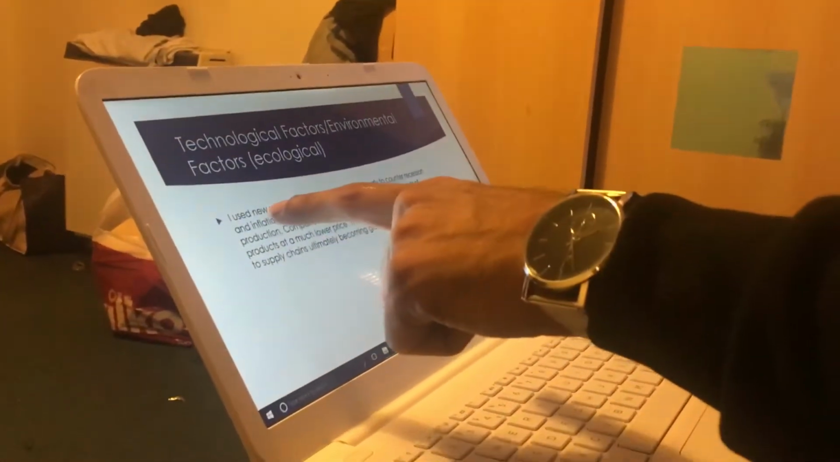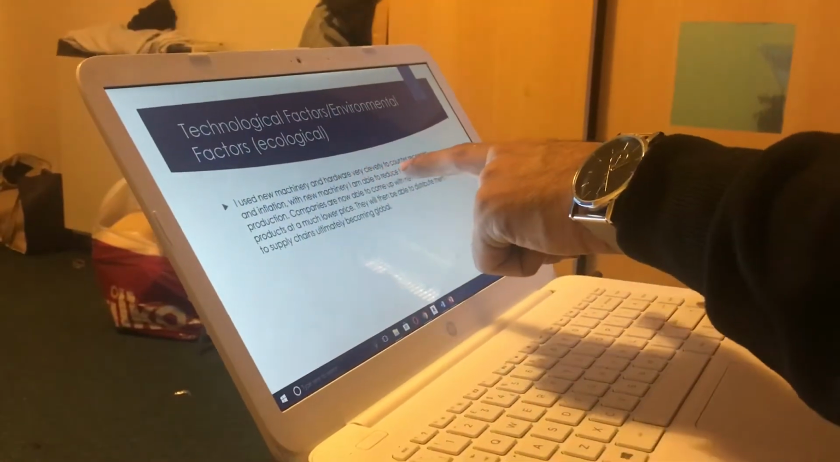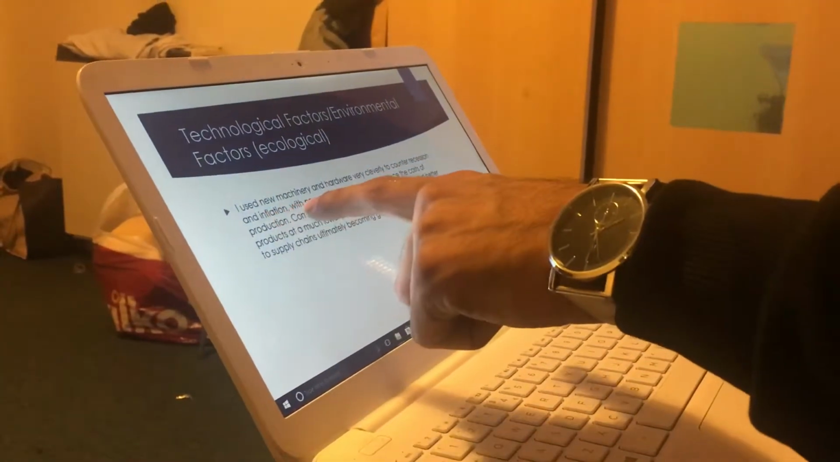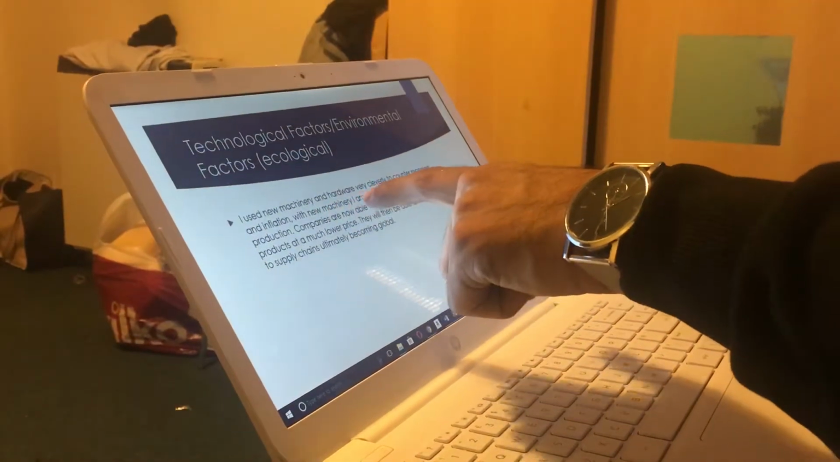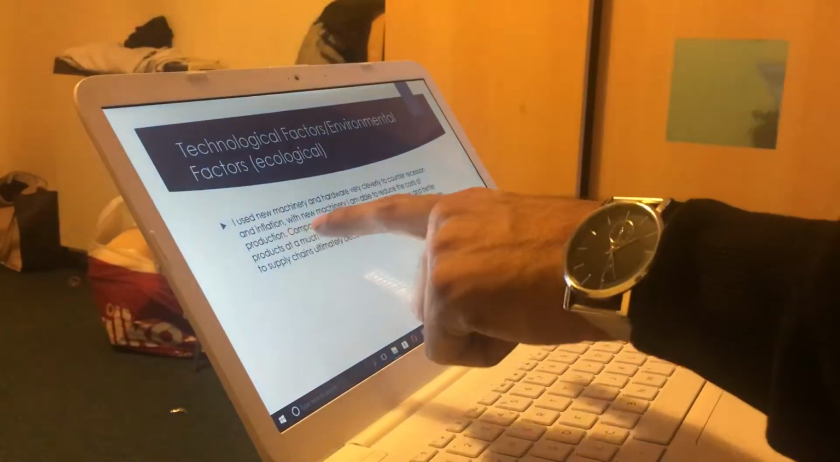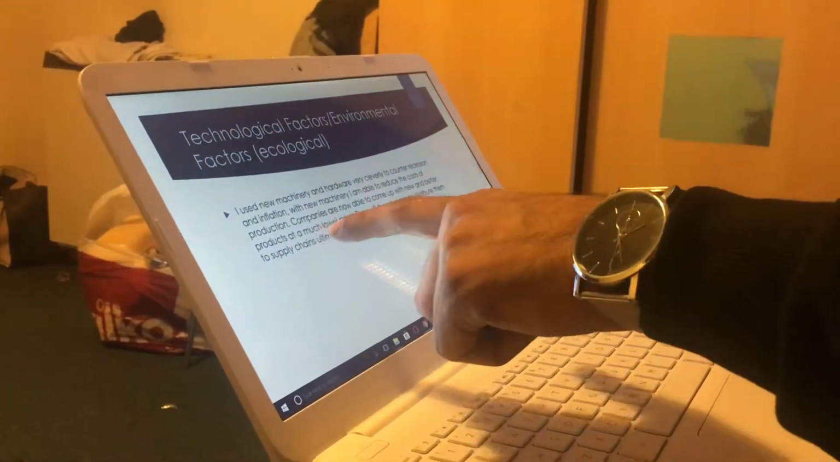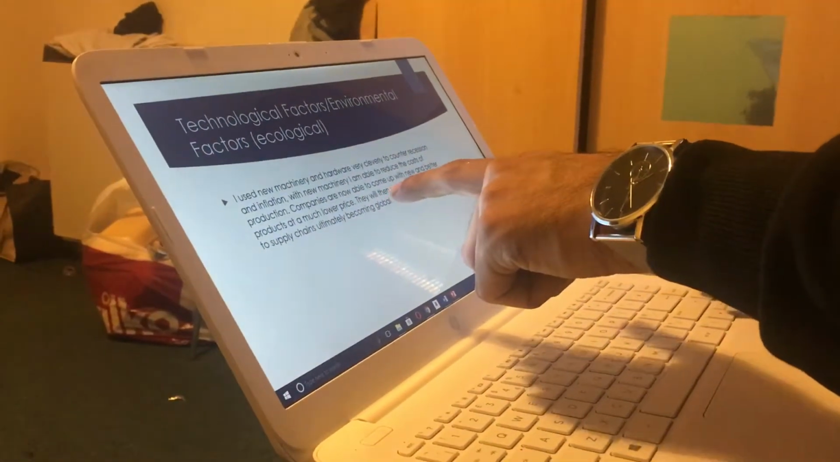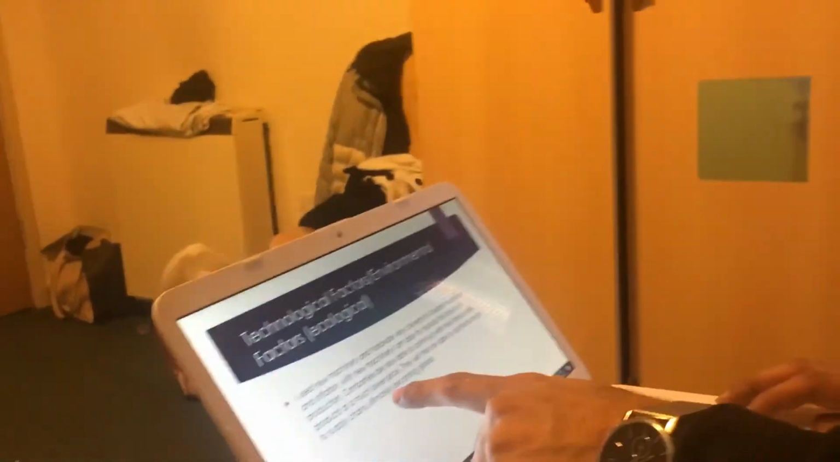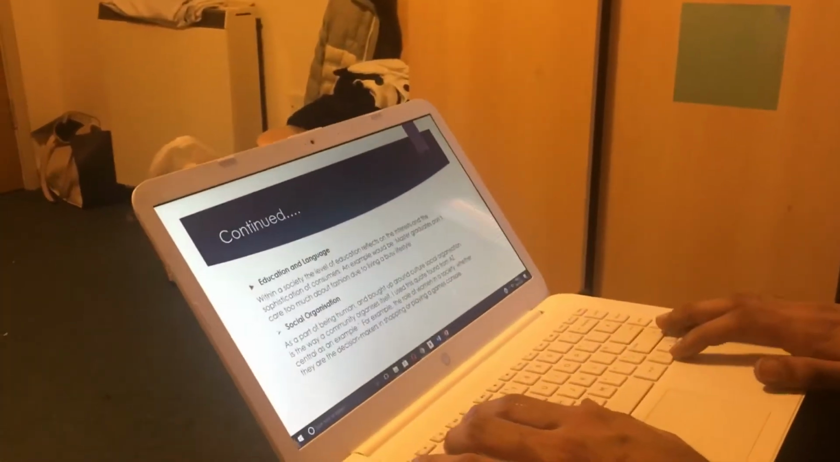Technological factors. Companies use new machinery and hardware very cleverly to counter recession and inflation. With new machinery, they are able to reduce the costs of production. Companies are now able to come up with new and better products at a much lower price. They will then be able to distribute them through supply chains, ultimately becoming global.